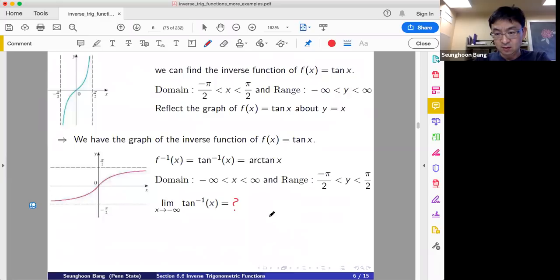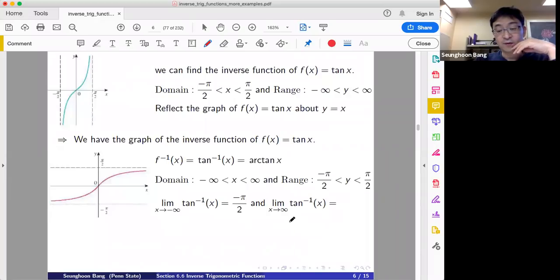Okay, it's good. So what happens? Here, the x value approaches minus infinity. The corresponding function value, inverse tangent, approaches this dotted line. The y value is negative pi over 2. This is the idea. Could you write your answer on the chatting board, please?